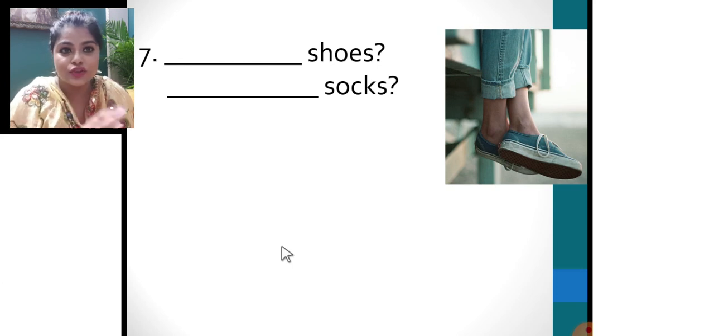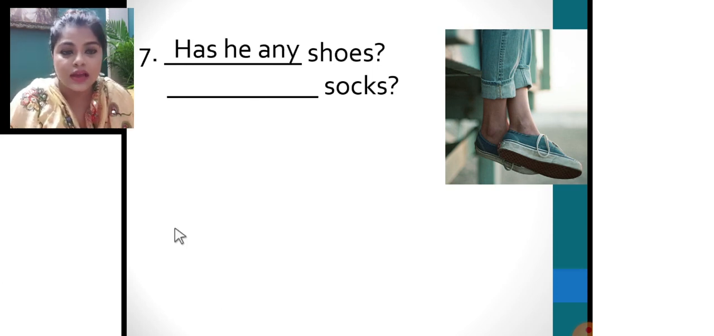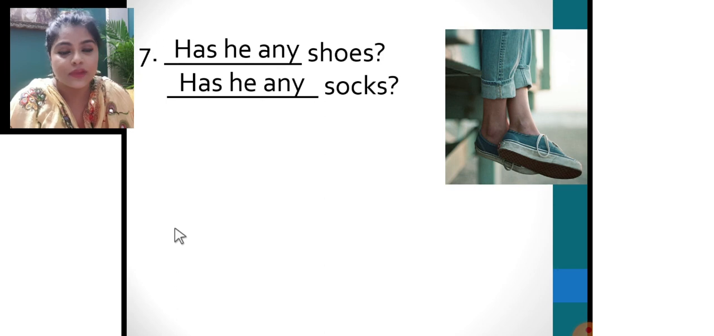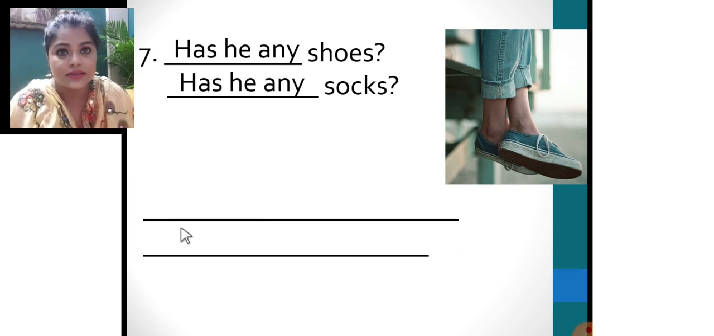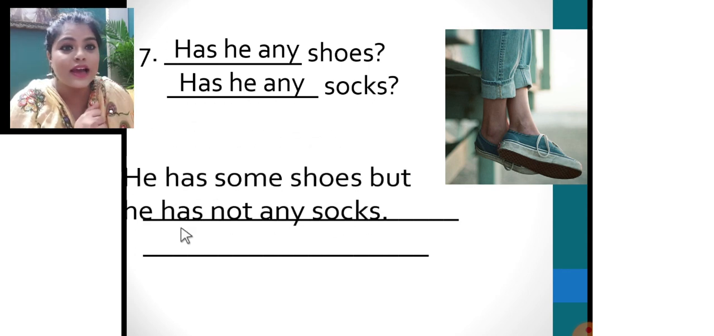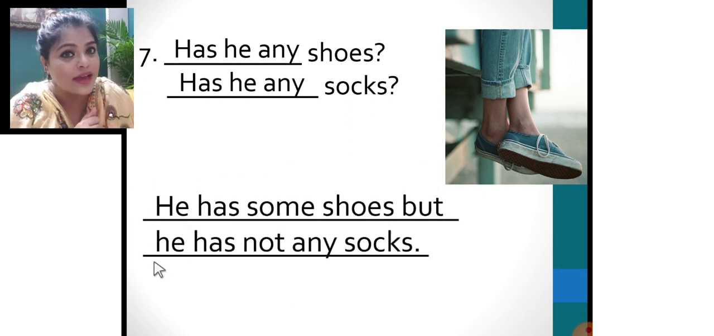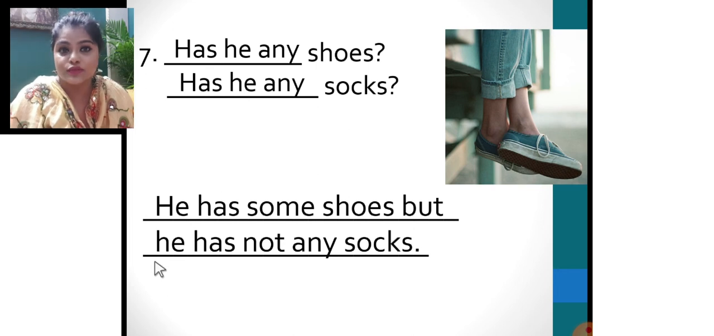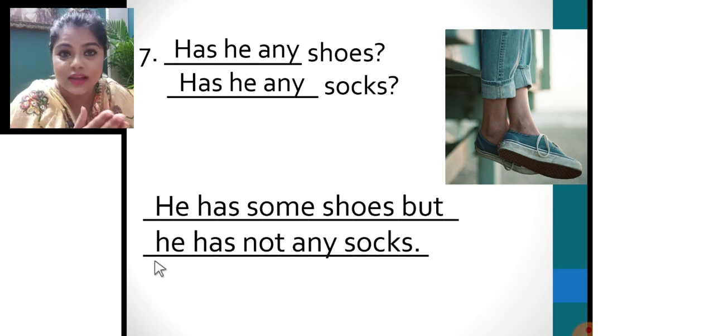Seven. Dash shoes, dash socks. Has he any shoes? Has he any socks? Now, let's see the answer here. Tell me the answer. He has some shoes, but he has not any socks. You can see the picture. There are no socks. That means he has some shoes, but there are no socks.